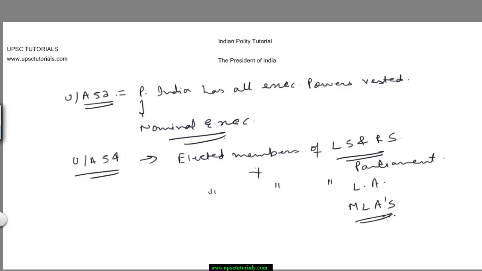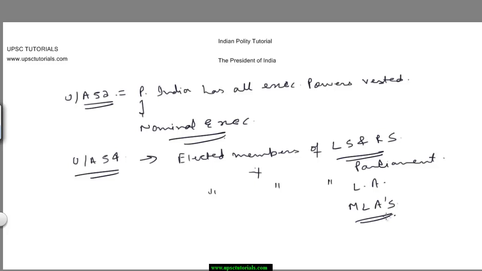MLCs, wherever they are there, are not included in this. Neither the nominated members are included nor the MLCs are included. This electoral college consists of elected members of Lok Sabha and Rajya Sabha along with the elected members of legislative assemblies of the state. Okay.